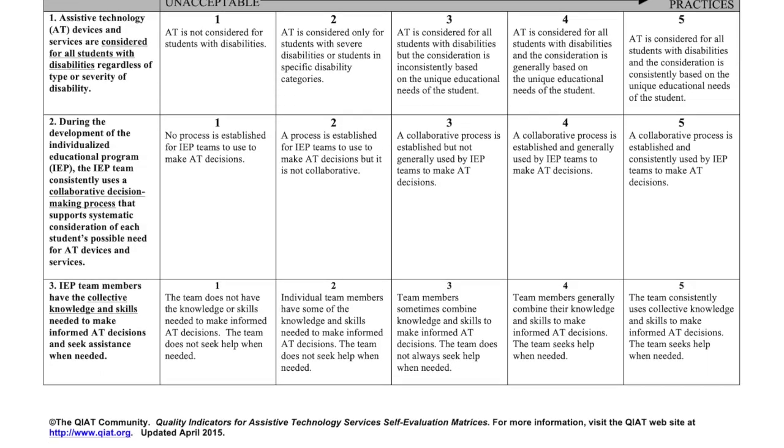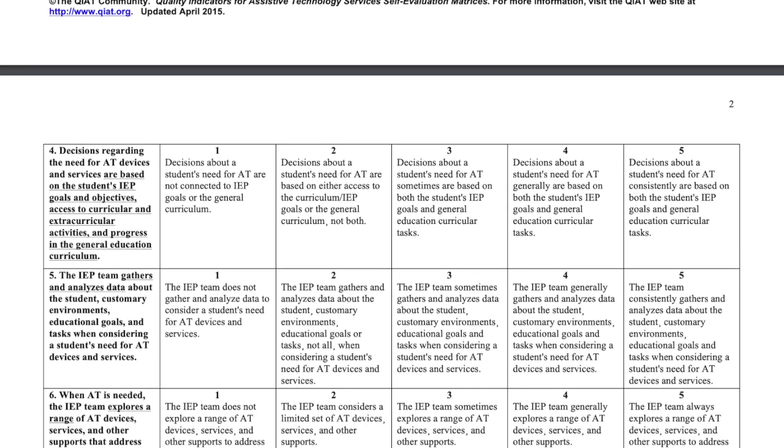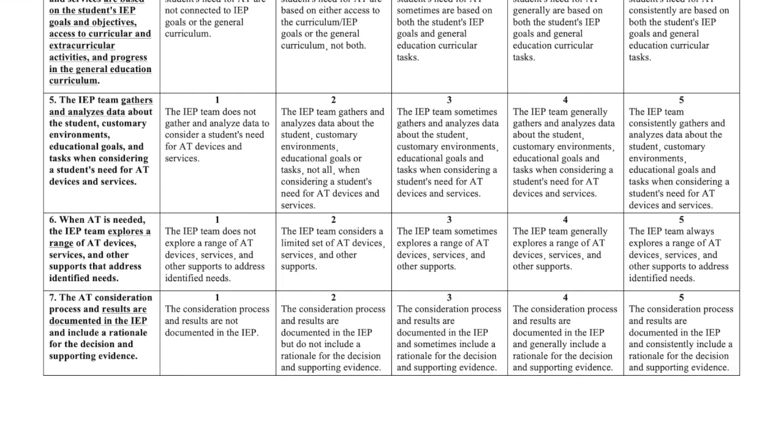Use the QUIET matrix for consideration found with this video. Have each team member individually read and score your team's current process for consideration. Then, as a team, discuss responses from each indicator.